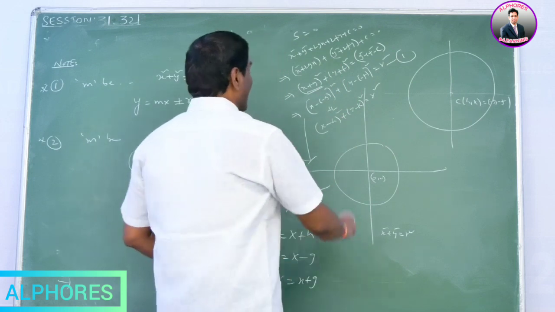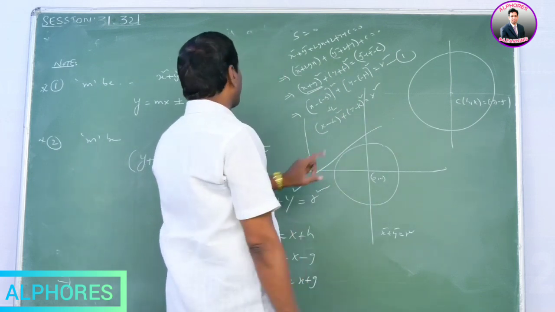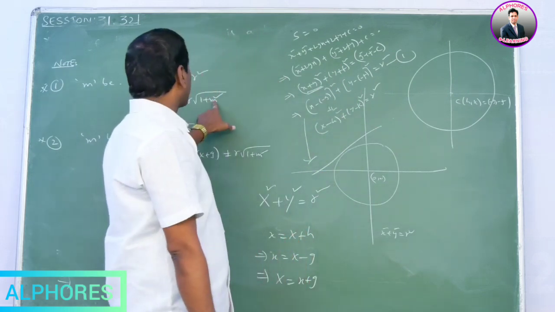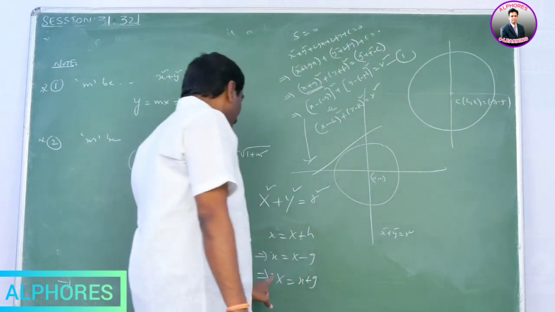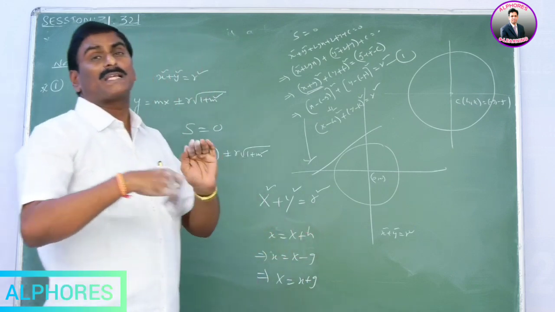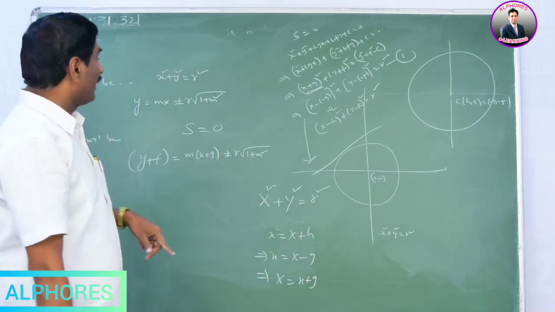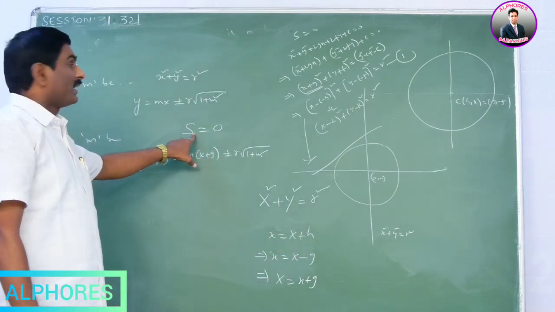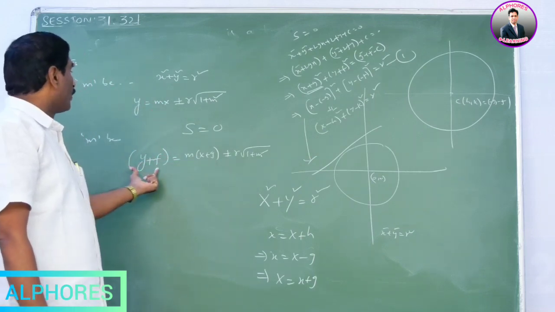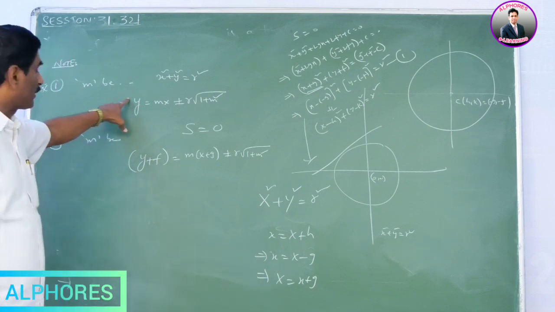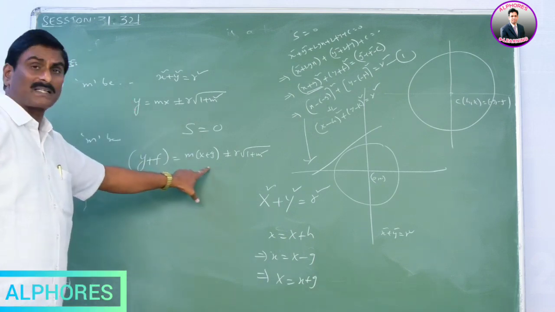If the equation of the tangent to this circle with slope m is y is equal to mx plus or minus r root over 1 plus m square. In the transformed equation, x can be replaced by x plus g, y can be replaced by y plus f. In the circle S is equal to 0, x can be replaced by x plus g, y can be replaced by y plus f. So, y plus f is equal to the same equation.